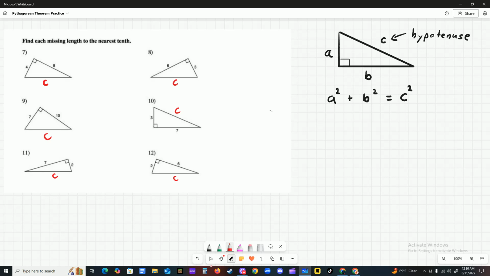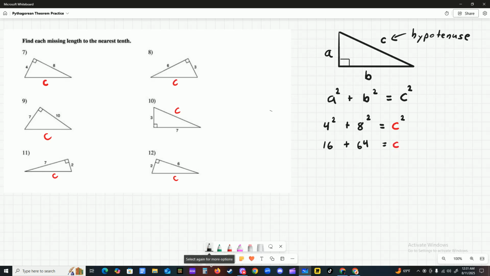So let's start with number 7. In this example, we have side lengths 4 and 8, which means that 4 to the power of 2 plus 8 to the power of 2 has to equal c to the power of 2. So let's find out what c to the power of 2 is. Well, first we have to know what 4 squared is. 4 squared is 4 times 4, which is equal to 16. Plus 8 squared, which is 64. And that equals c squared.